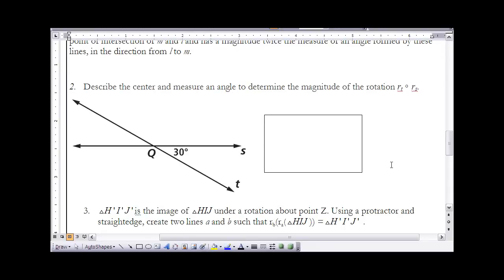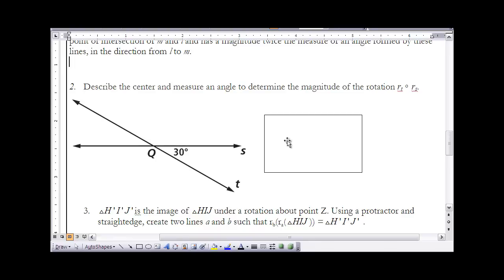So let's take a look at example 2 here. It says, describe the center and measure an angle to determine the magnitude of the rotation for the reflection over T following the reflection over S. Well, we don't even have a figure here to rotate, but it really doesn't matter because we have all the information we need from the two reflections theorem. So the center of the rotation involving these two lines, this composite, would be at point Q, where the two lines intersect.